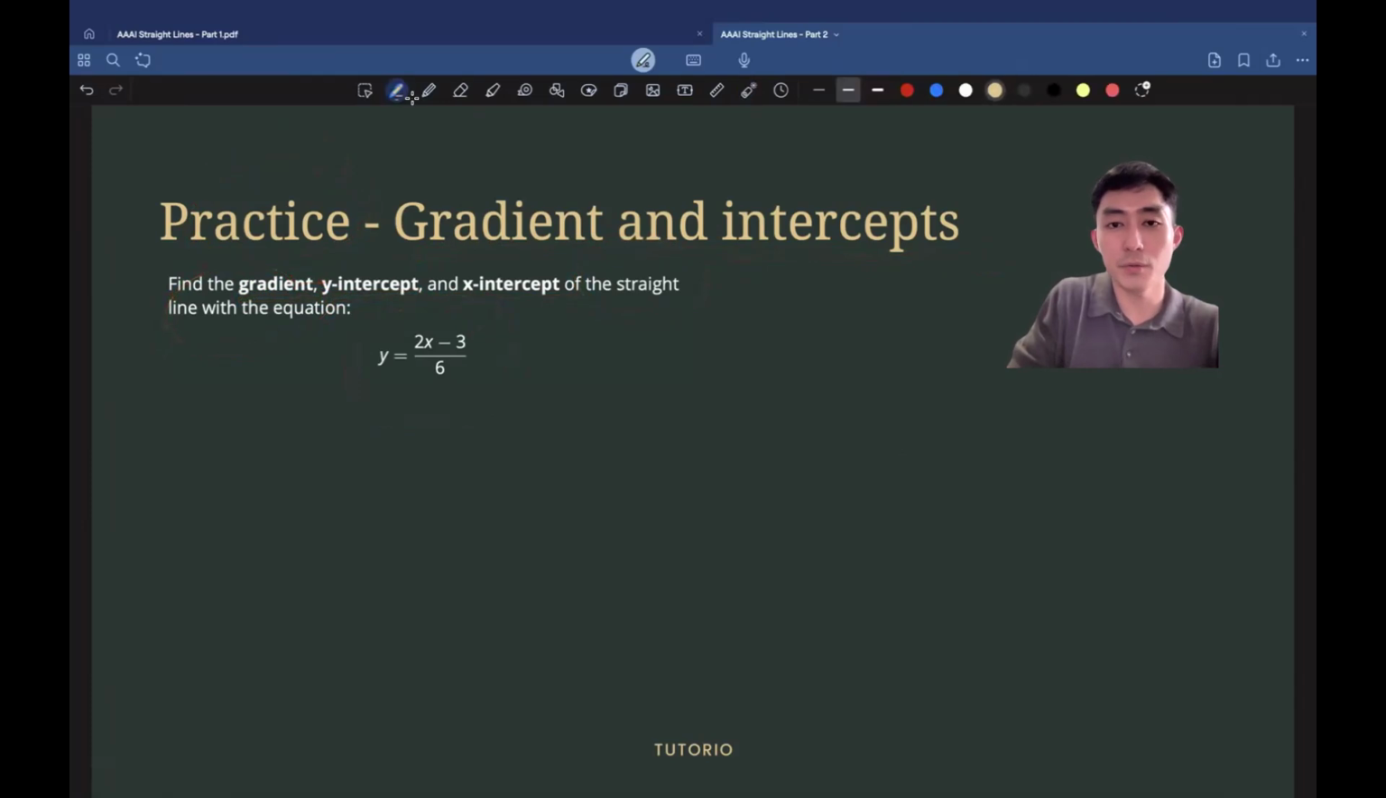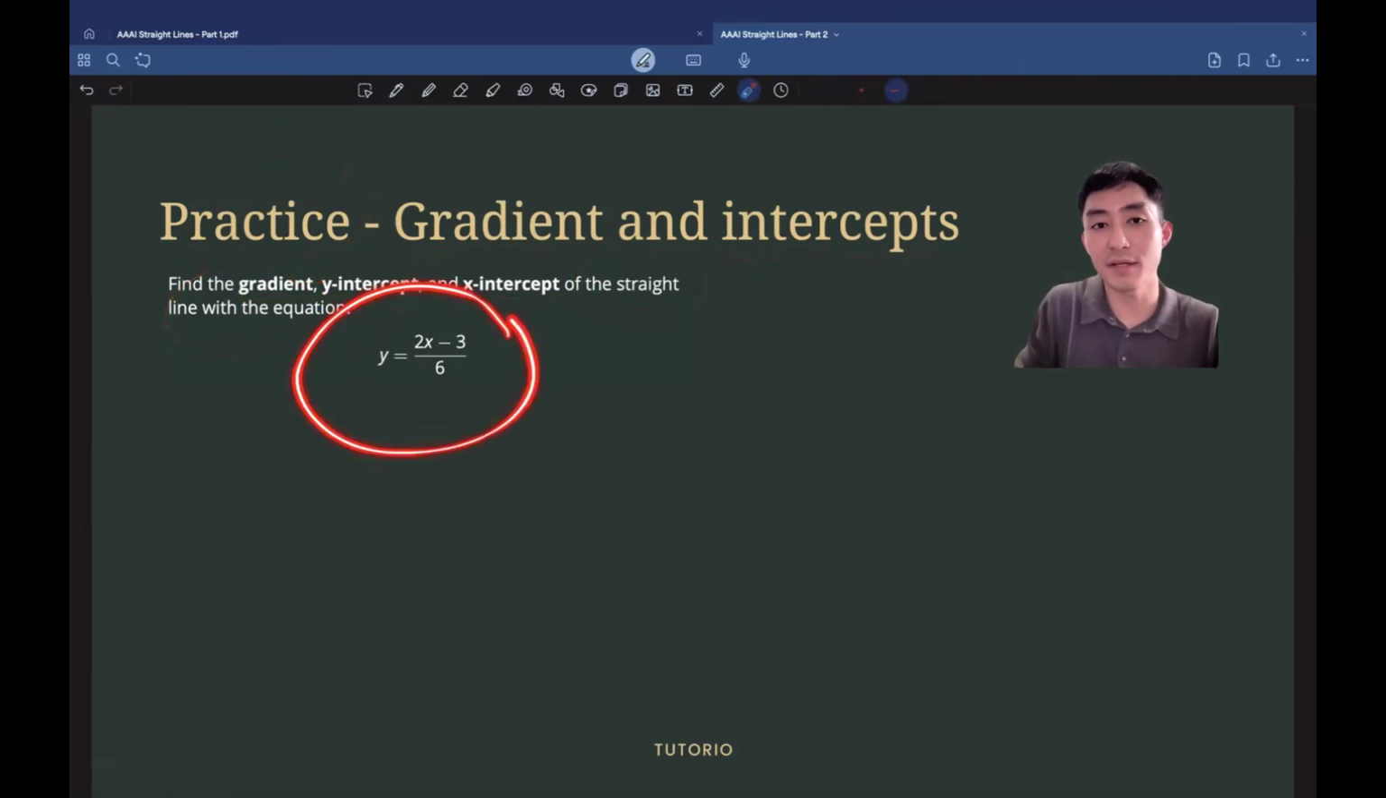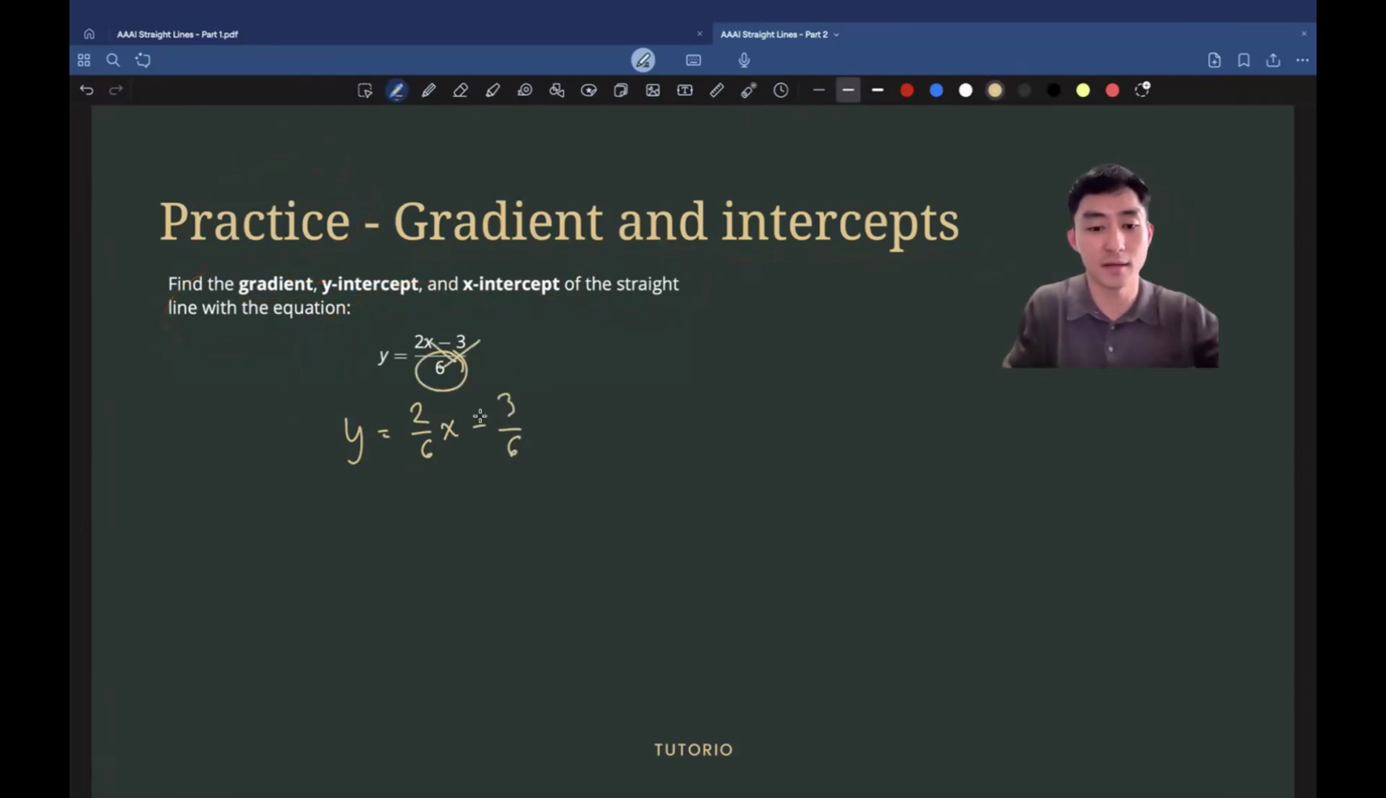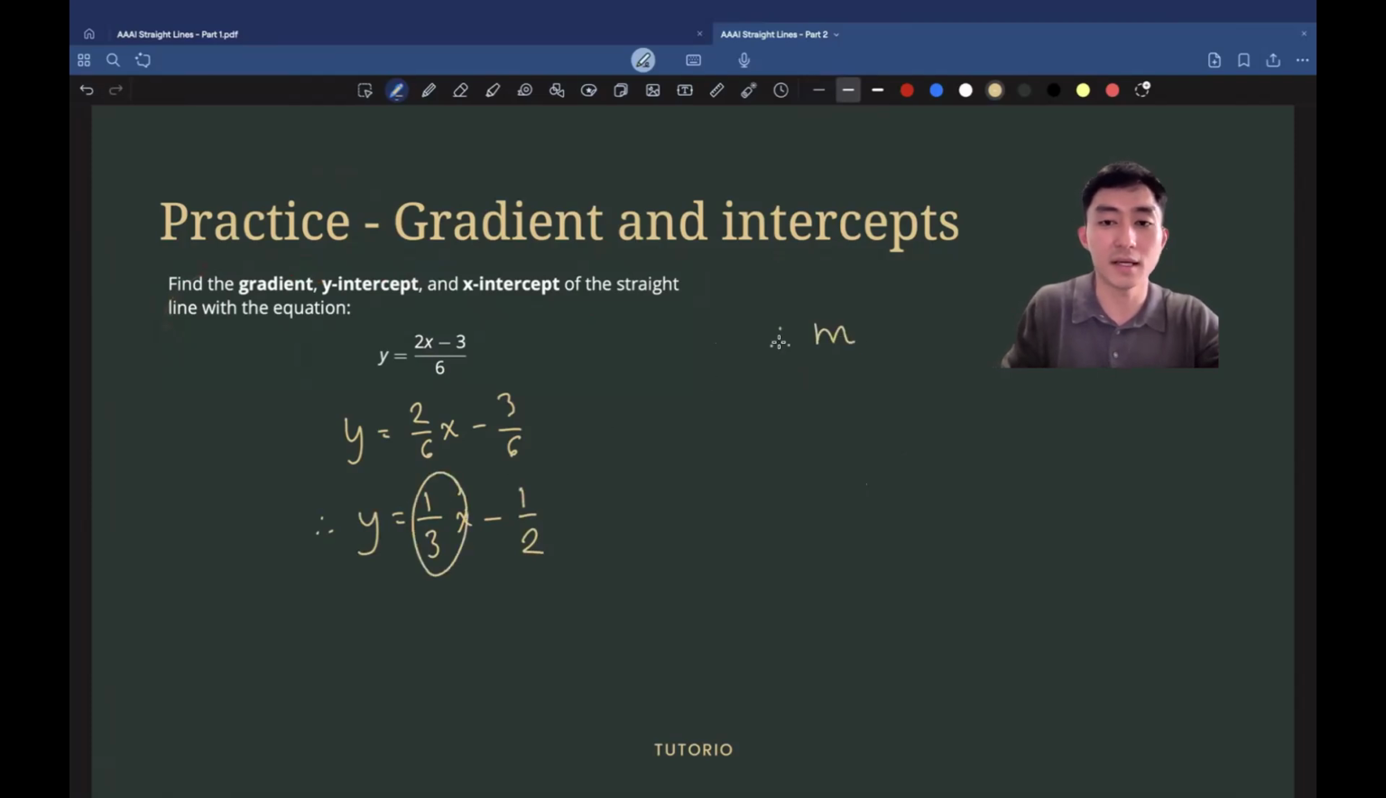In relation to what we learned before, the 3 forms, we can break this down into y equals mx plus c. So we can just break it: y equals 2 over 6 x minus 3 over 6, because this is the denominator, so you can split that. Now we can simplify into y equals 1 over 3 x minus 1 over 2. So now we have a lot of information here. The gradient m is clearly 1 over 3. The y-intercept is here, the plus c, which is minus half.